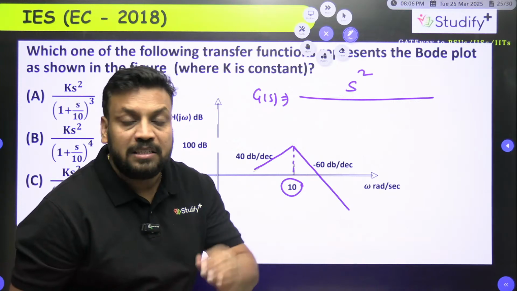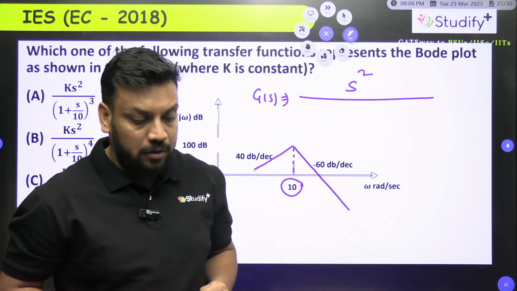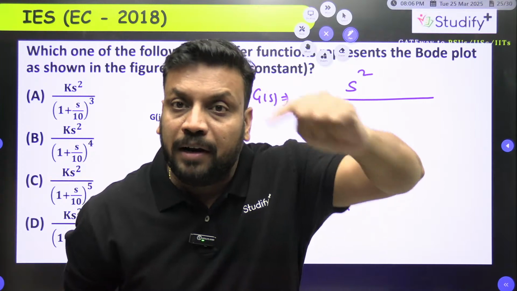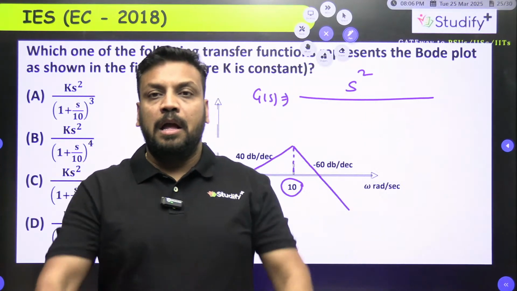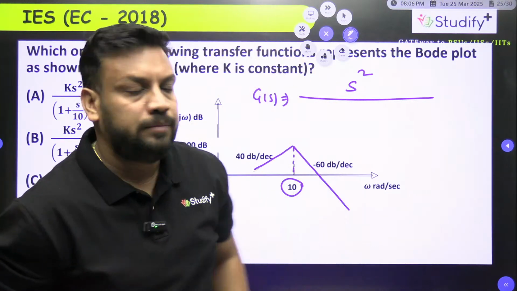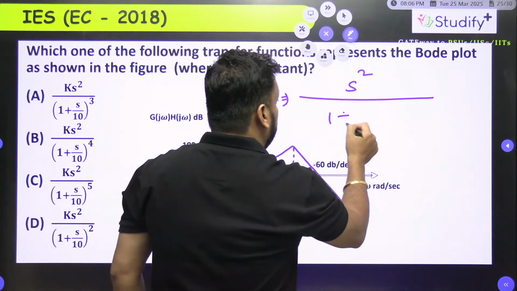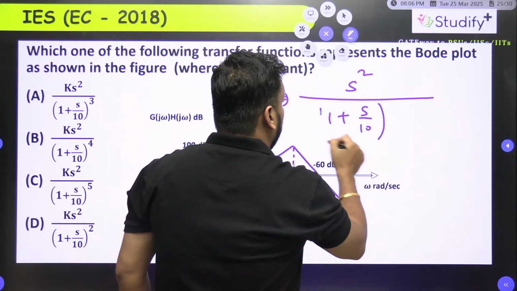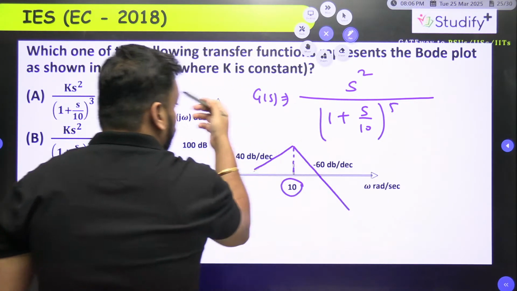So you will reply, sir, we have to do minus 100. Minus 100 dB per decade slope contributed. Minus 100 means 5 poles. 5 poles means (1 plus s by 10) to the power 5. Of course, k will change when you will take the LCM.